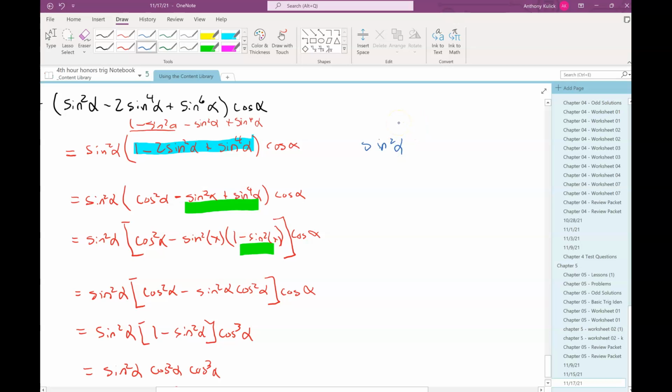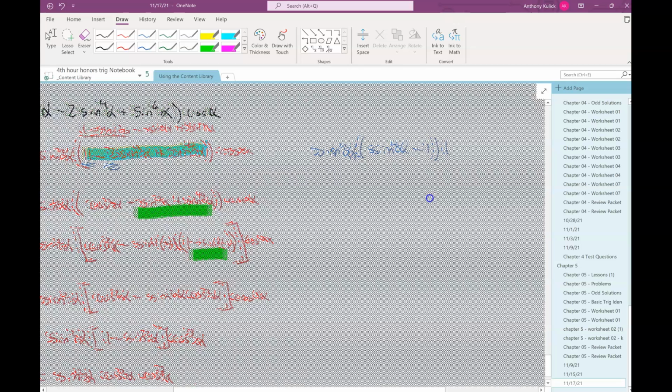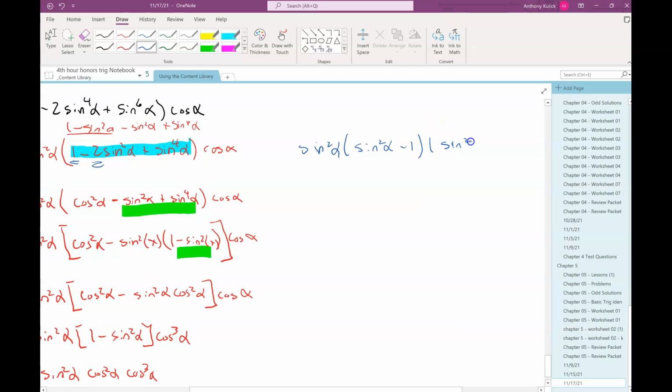Right? I have a constant, something squared, and then something to the fourth. That's something in the quadratic form. You guys agree with that? So I see two things that would multiply to give me 1 and add to give me -2. That's just -1 and -1, right? So we can factor this to sine squared -1, and then sine squared -1.